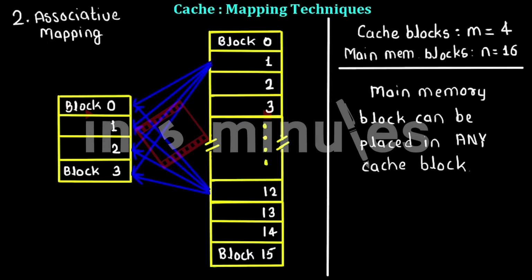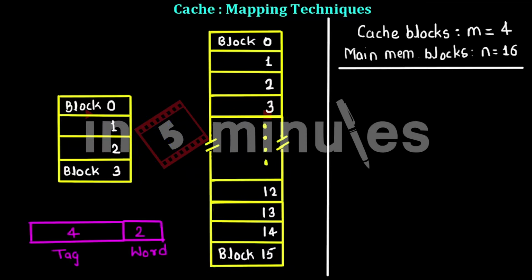So for example, block 1 can be assigned to any block from the cache memory, as well as block 12 also can be assigned to any block. So basically the advantage of this mapping is that there is no contention while placing the blocks in the cache memory. Until the cache memory is completely filled, there is no need to replace any blocks. Now let's look at the address format of the associative mapping technique.